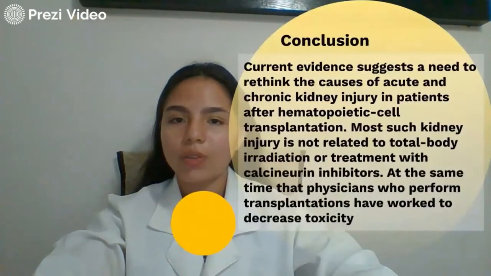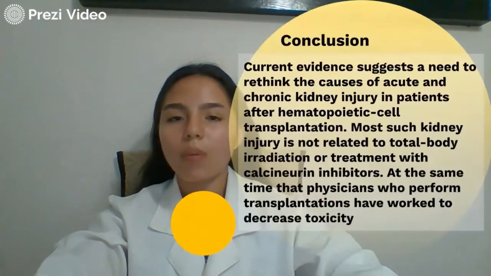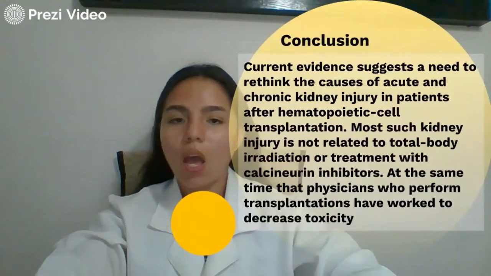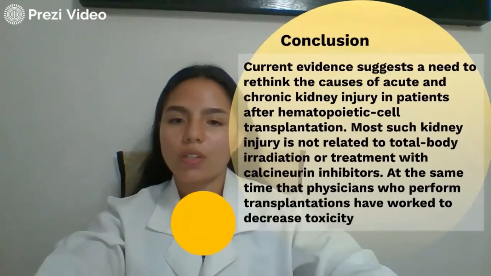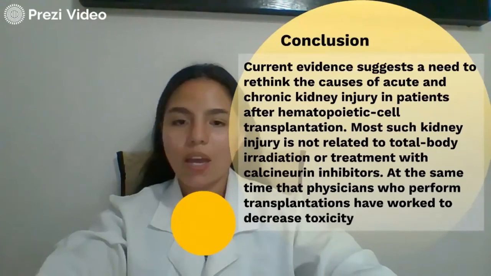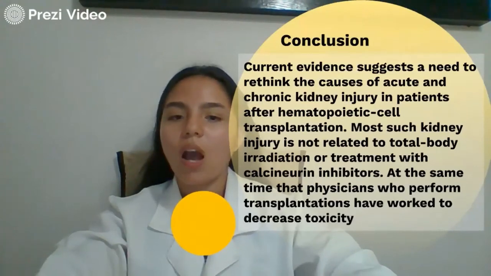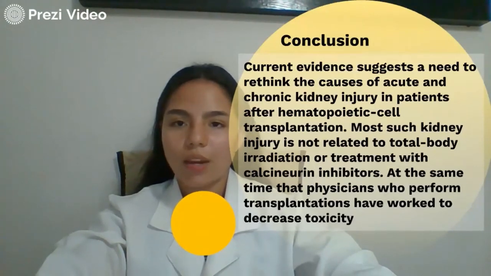Conclusion. Current evidence suggests a need to rethink the cause of acute and chronic kidney injury in patients after hematopoietic cell transplantation. Most of the kidney injury is not related to total body irradiation or treatment with calcineurin inhibitors. At the same time, the physicians who perform transplantation have worked to decrease toxicity.